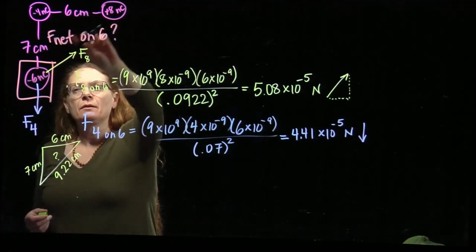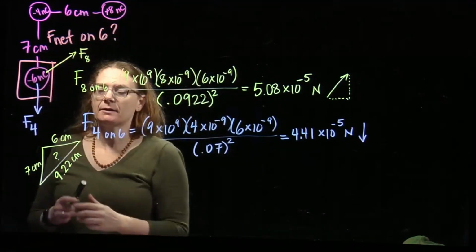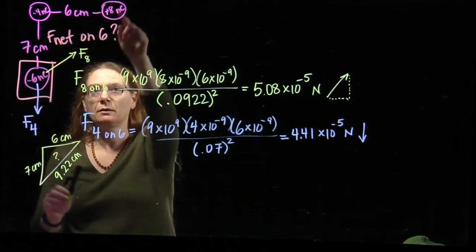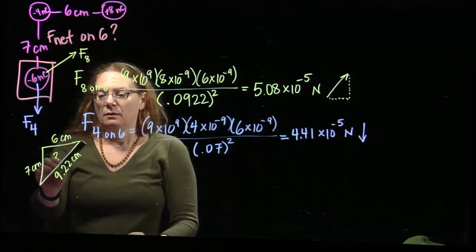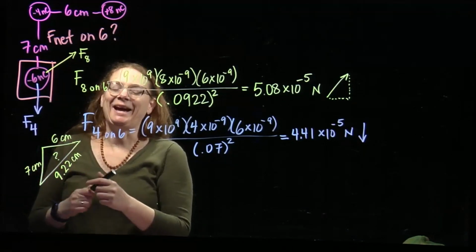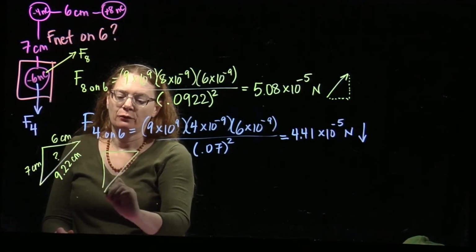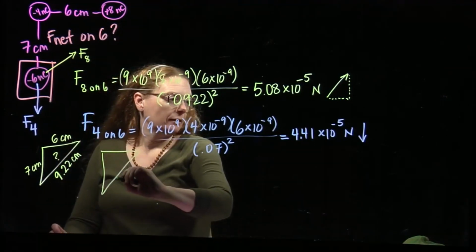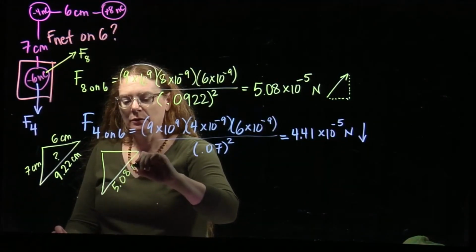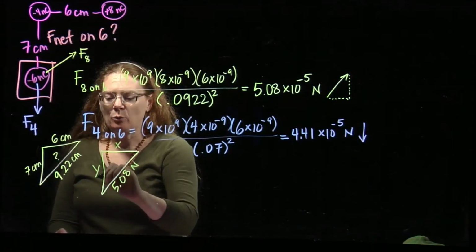We know that the direction of this force of the 8 pulling on the 6 is exactly the same angle as the hypotenuse of this triangle. The angle that it's pulling at is the same as the angle that this hypotenuse is at. So I can draw a similar triangle for forces. And the force is 5.08 times 10 to the -5 newtons. I'm going to ignore the exponent for now. I want to know what the x component is, what the y component is.